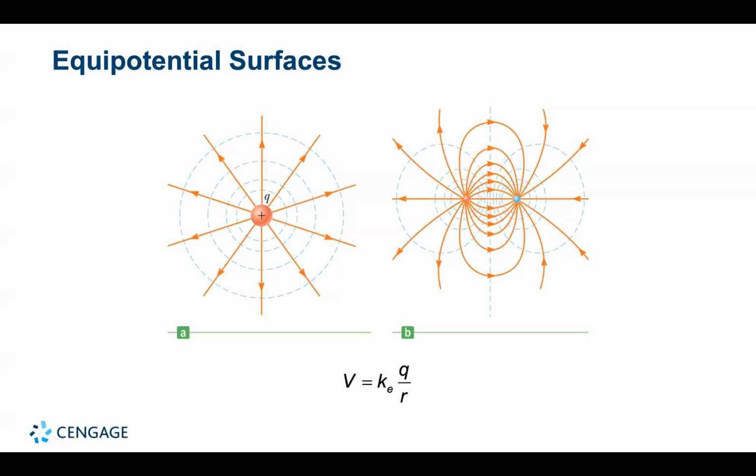Our relationship for the potential of a single point charge shows us that the potential is constant on any surface on which R is constant. That means the equipotentials of a point charge are a family of spheres centered on the point charge, as you can see in the figure on the left. The figure on the right shows the equipotentials associated with two charges of equal magnitude but opposite signs.